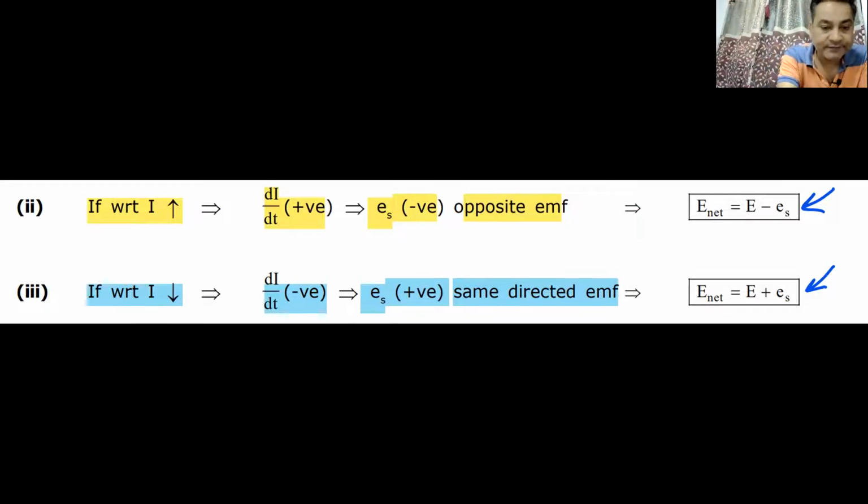So basically, this induced EMF is going to oppose the cause of change in flux. Your flux is changing by changing current. If the current reduces, it will try to increase the current. If the current increases, it will try to reduce it.